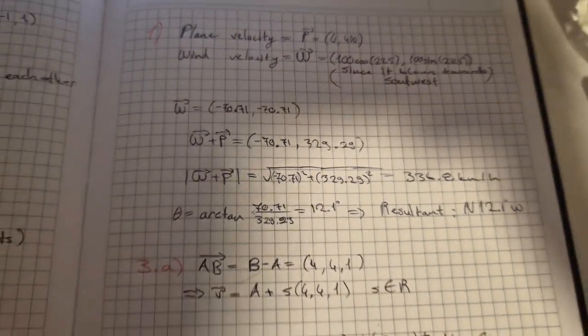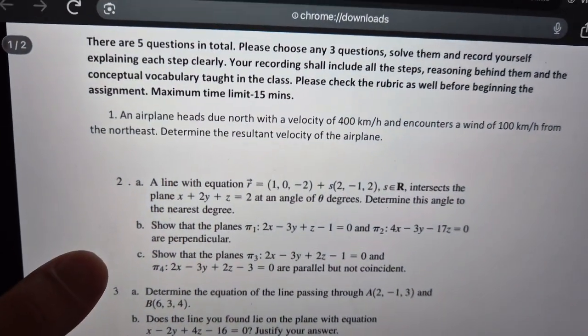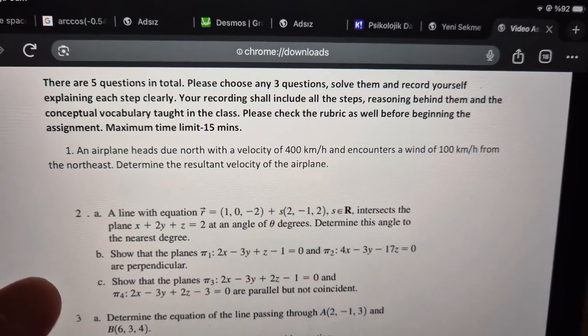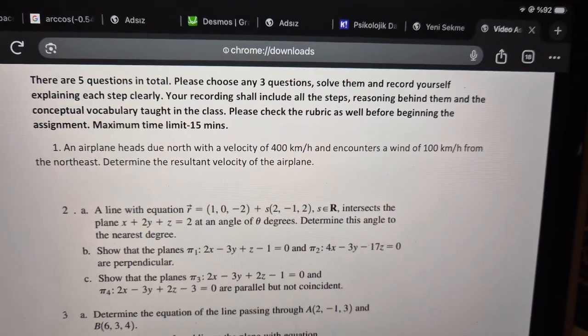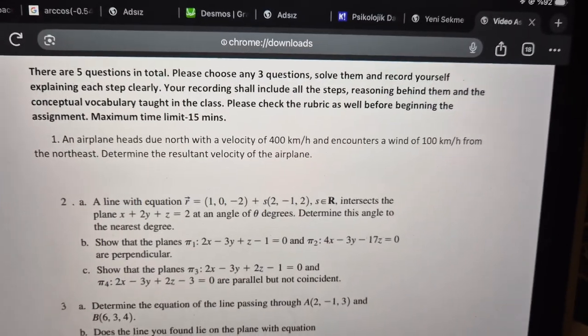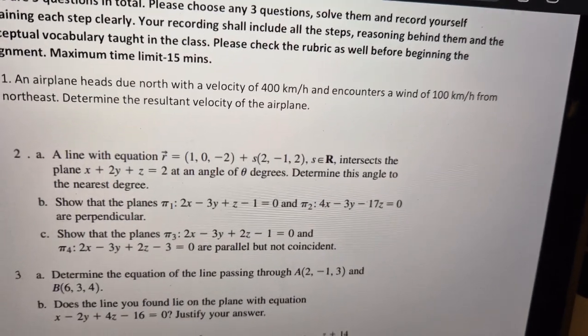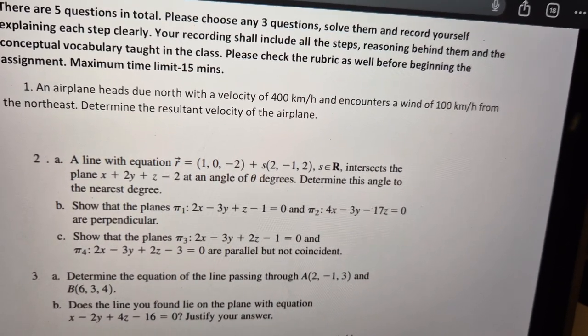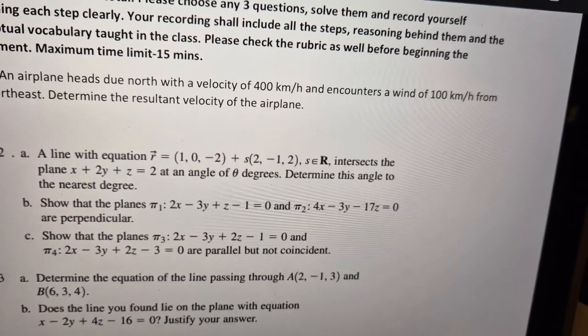Okay, let's start with the first question. Our first question asks us for an airplane heads due north with a velocity of 400 kilometers per hour. What this is asking for us is the resultant velocity of the airplane.